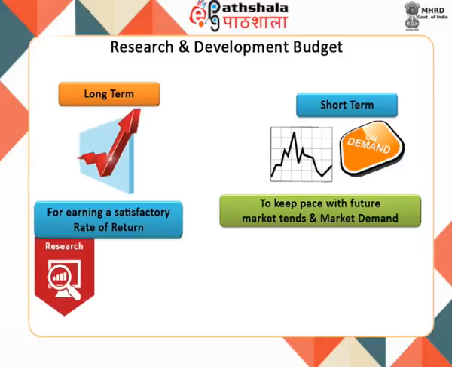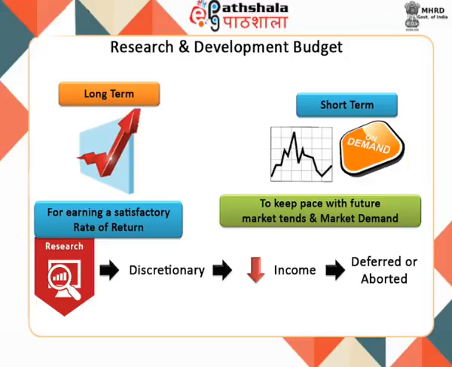Research and development is generally discretionary, and therefore, when there is a decline in the income or financial position of the firm, some of the research programs may be deferred or aborted.